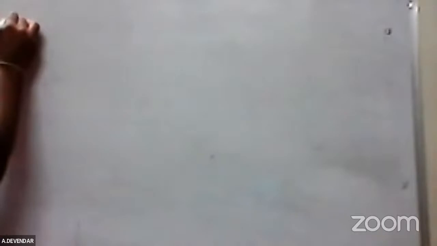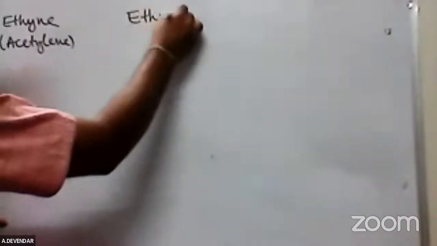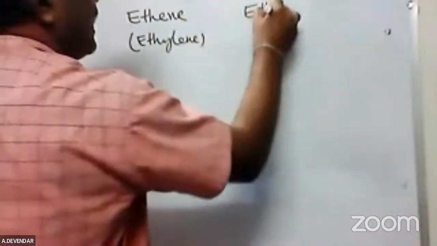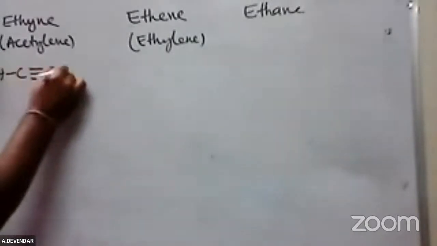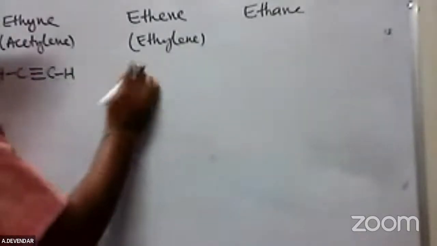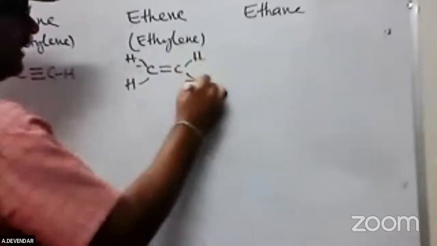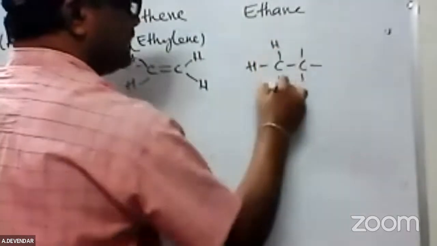How is it, sir? Again, just listen here. I'm writing all the 3 compound names. First is ethyne, commonly called acetylene. Next is ethene, commonly called ethylene. Next is ethane. Please see the structural formula. This is ethyne, with the triple bond. Double bond. This is ethene. This is ethane.